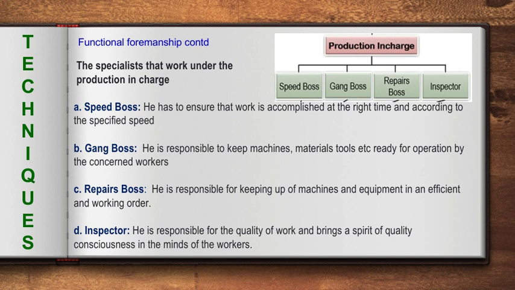These are the 8 foremen who are under the planning in charge and the production in charge respectively. And every worker will have to deal with each of these foremen. This leads to good quality work done by the workers.